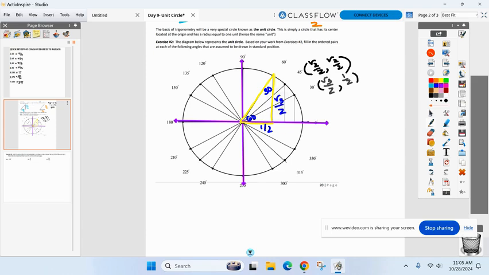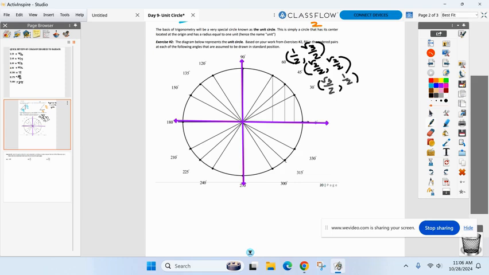Can you tell me what that point's going to be on the circle at 60 degrees? How far over did we go? 1/2 on the x. And how high up did we go? Radical 3 over 2. Done. You know these three, you know the rest of the circle.